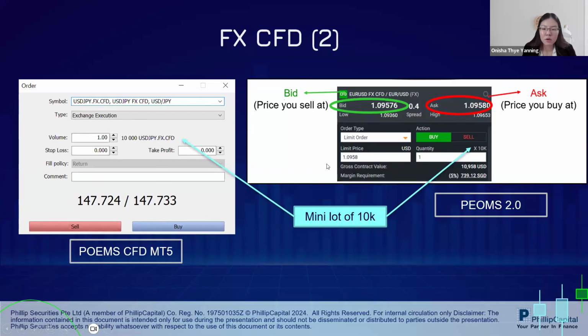How do you do it? Here at Phillip Securities, we only offer the mini lot, which is 10,000, because on the spot FX market they only offer the 100,000 standard lot. So here we only offer the mini lot. In the middle, we show you the spread on our Poems 2, but unfortunately for MT5 we do not have that. You might need to calculate it, but it changes quite instantly, maybe every 0.01 second, so it's quite hard to see the spread, but it will be the same as how we quote it. Okay.